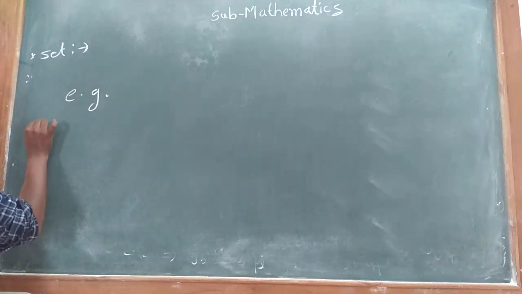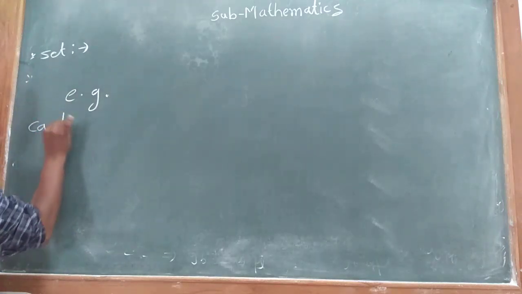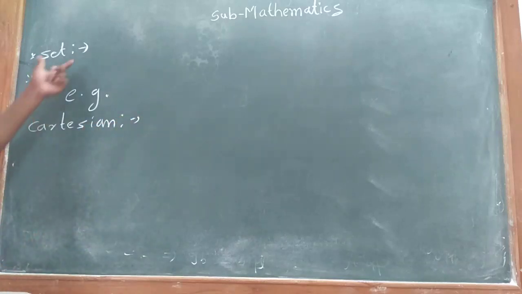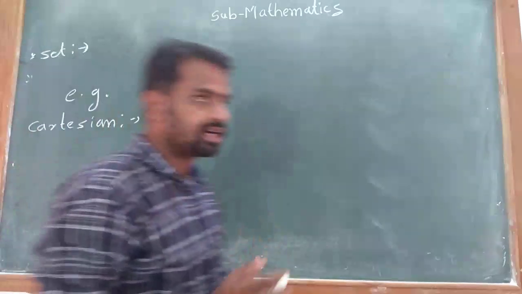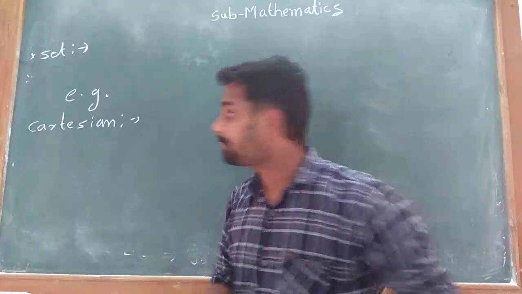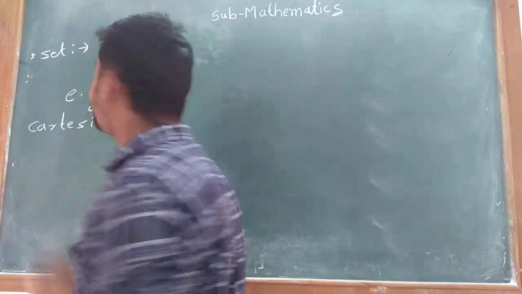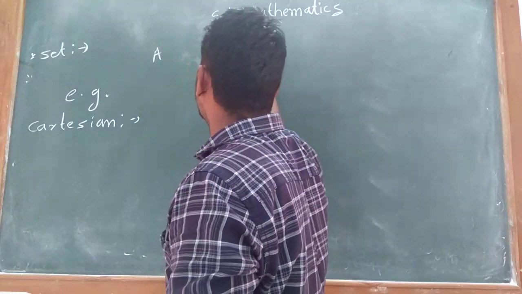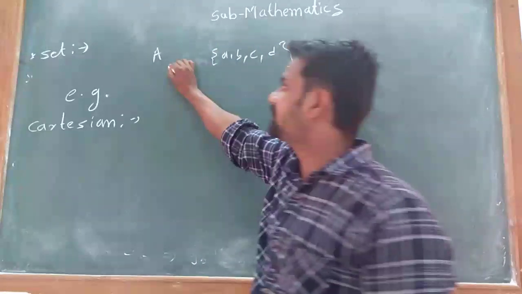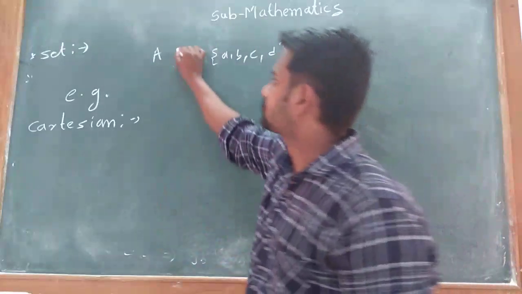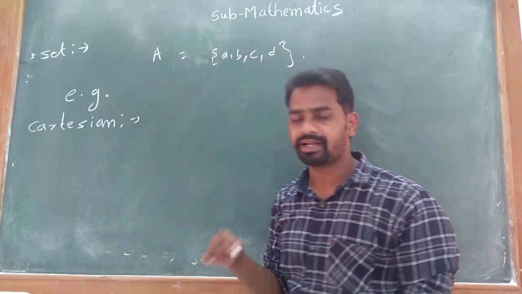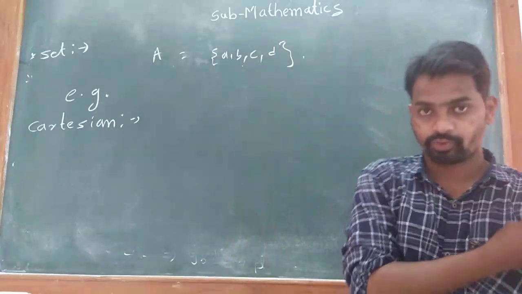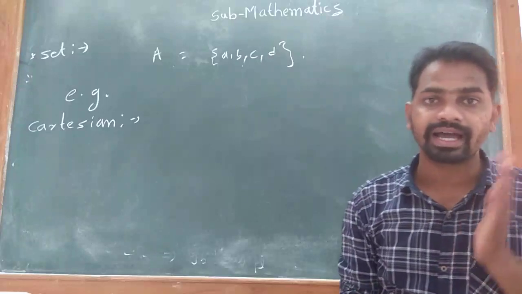Next is the Cartesian product. Before starting the Cartesian product, some properties of sets: sets are denoted by capital letters, such as A, and elements of sets are denoted by small letters a, b, c. That is, a set is denoted by a capital letter, and elements are denoted by small letters. And the next point is the Cartesian product.